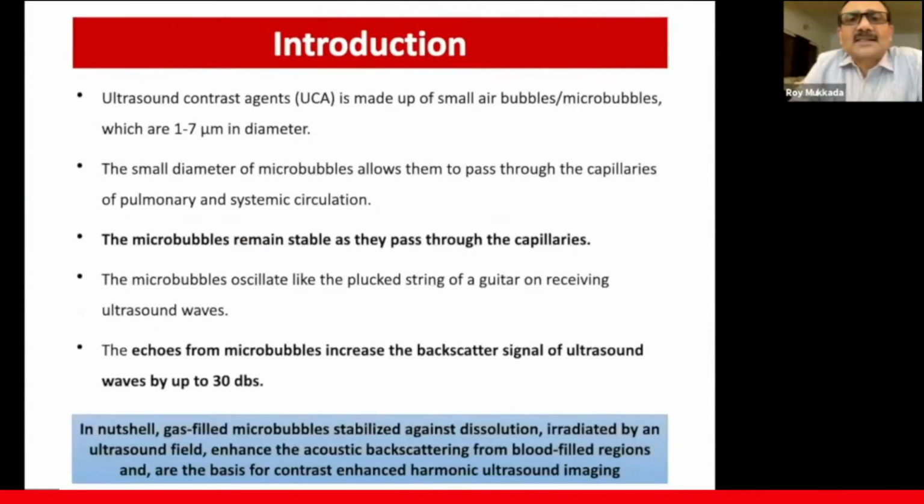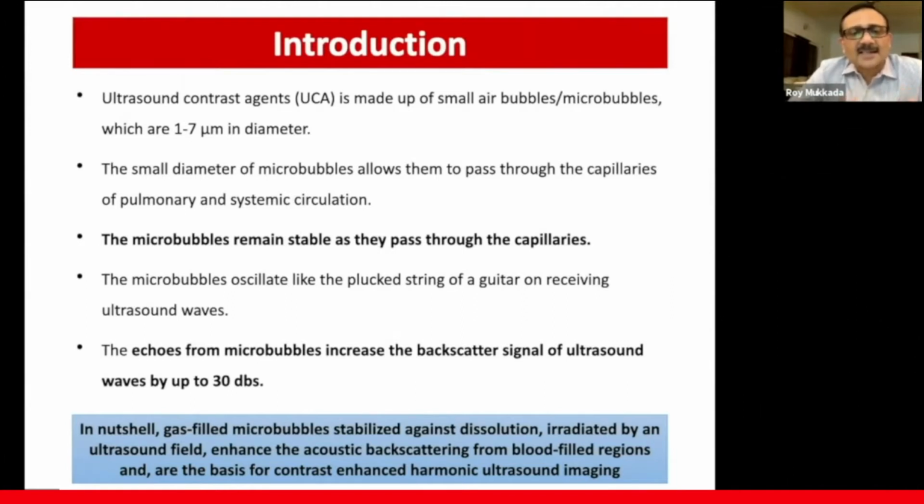So the ultrasound contrast agent is made of small air bubbles or microbubbles, which are 1 to 1.7 micrometer in diameter. The small diameter of microbubbles allows them to pass through capillaries of pulmonary and systemic circulation. The microbubbles remain stable as they pass through the capillaries. The microbubbles oscillate like the plucked string of a guitar on receiving the ultrasound waves. The echoes from microbubbles increase the backscatter signal of ultrasound waves by up to 30 decibels.